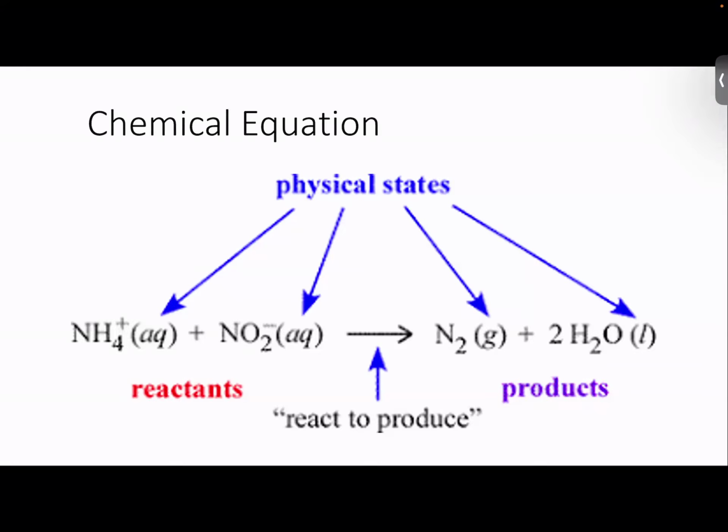And this single-headed arrow means produce. This is our verb. Another way to say it is yields, makes. Give me any other synonym along those lines. And that's what that arrow means. And as we're going to talk about, it also means equals, when we start talking about our balancing of a chemical reaction.